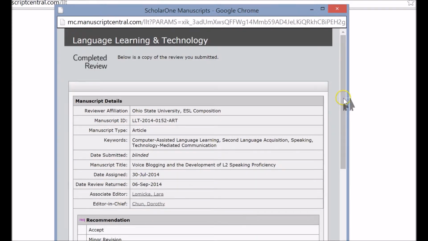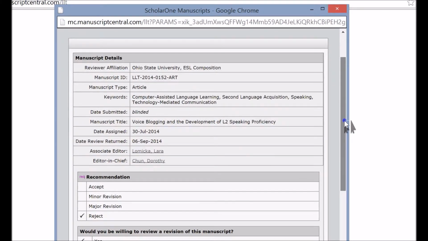This is the form this journal gives me to fill out for each paper.